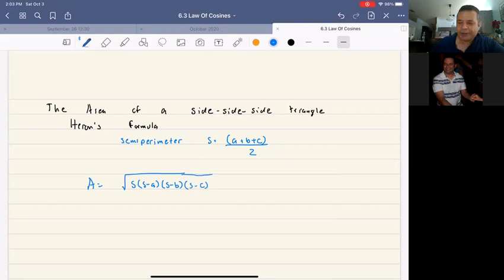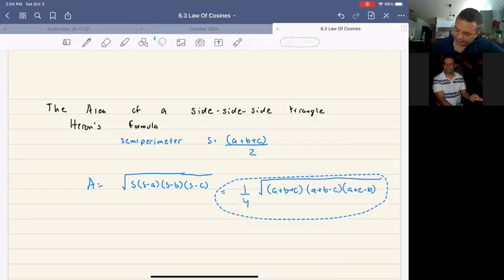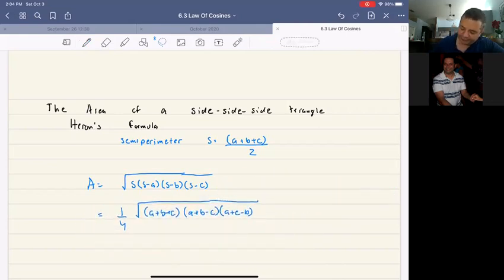You know what? Forget my other formula. I'll tell you what it is, but it's not really anything special. Just 1/4 times the square root of A plus B plus C, A plus B minus C, A plus C minus B, and then B plus C minus A. This is equivalent. But in practice, this one's really easy to use.